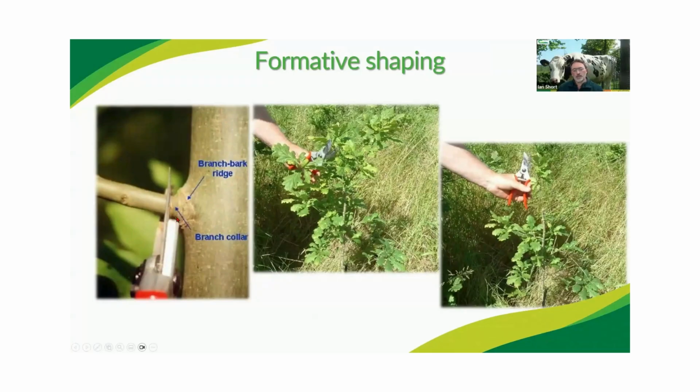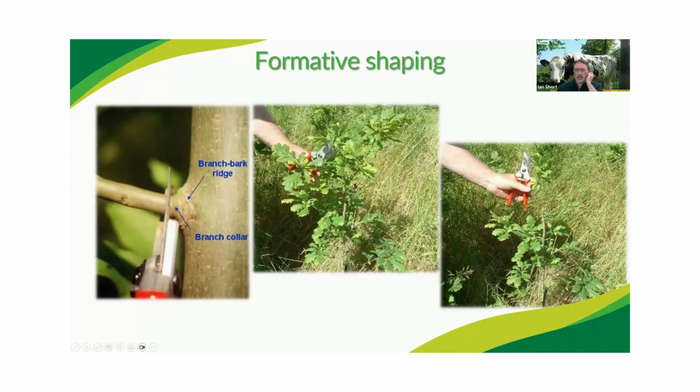So if you damage that branch collar, it will increase the amount of time that it takes for the tree to heal that wound, and therefore increase the amount of time that it could be susceptible to fungal infection. So when we do formative shaping and pruning, we always do it just outside of the branch collar, and then that will allow the tree to heal quicker.